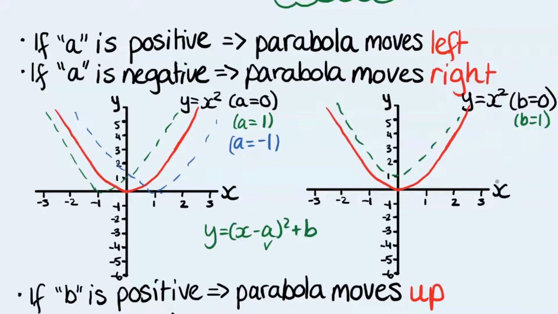There we go. The turning point has moved 1 unit. Now let's do another one. Let's do B is equal to minus 1. In that case we have a minus number, so the parabola is going to move down by 1 unit. And there we have it. This is some theory that you need to know about positioning of the parabola. Just to summarize, the letter A is to do with the horizontal movement of the parabola, and the letter B is to do with the vertical movement of the parabola.